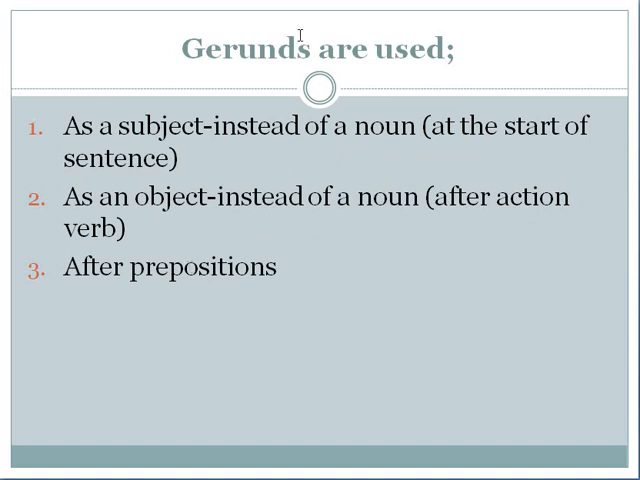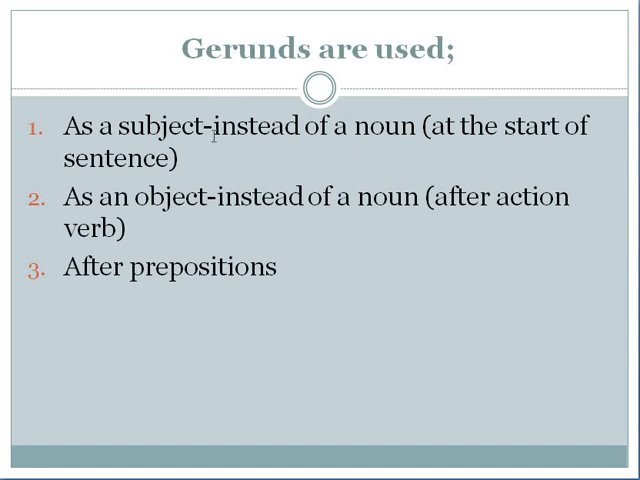Now, on your screen, you can see there are three uses of gerunds. Gerunds are used as a subject instead of a noun at the start of a sentence. We know very well that there are three parts of a simple sentence: subject, verb, and object. Subject comes at the start of the sentence, verb, any action, in the middle of the sentence, and object is again a person or a thing on which some action is done, that comes at the end of a sentence.